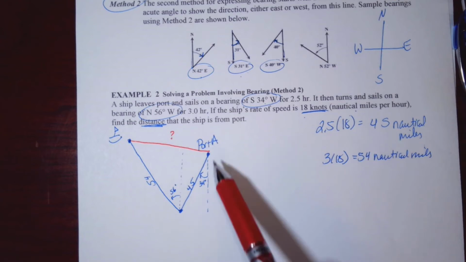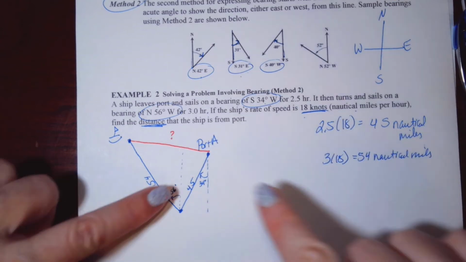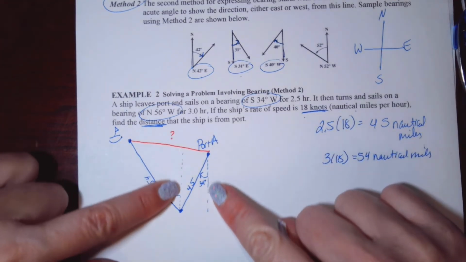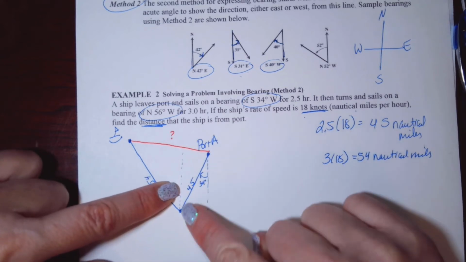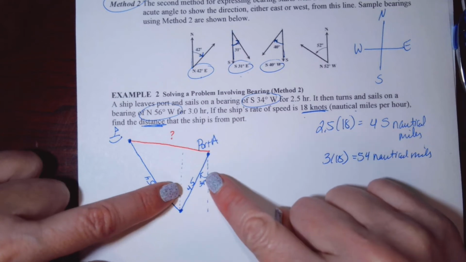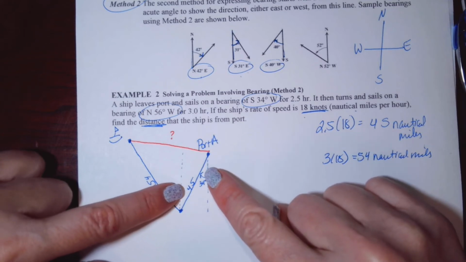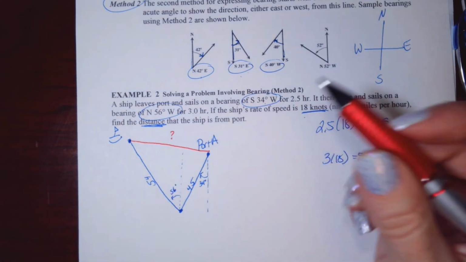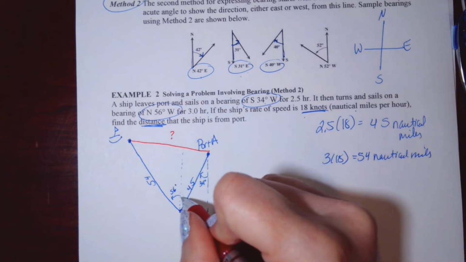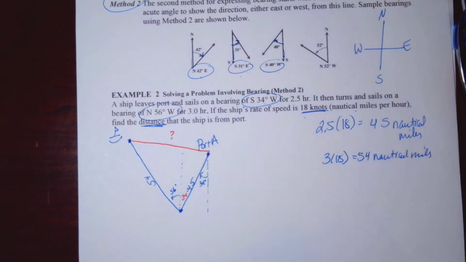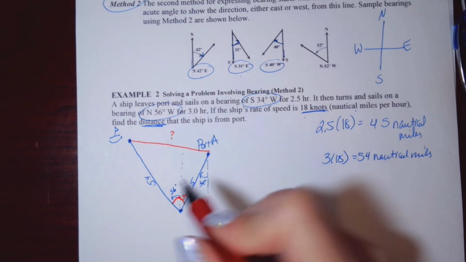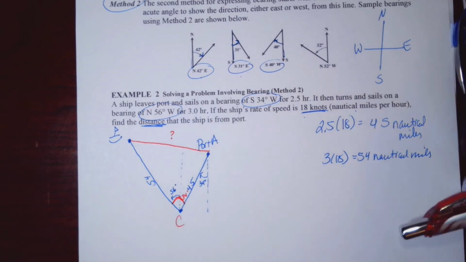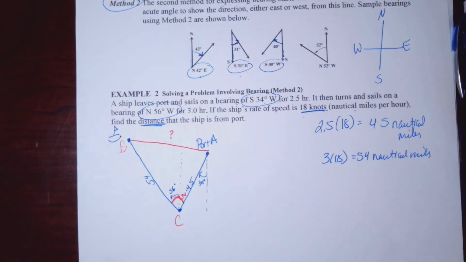So I'm going to start looking at my angles. Now, the first thing I notice is that I've got two north-south lines here. So these are parallel, which means that when they're cut by this transversal, I have a special angle pair. My alternate interior angles have the same measure. So if this angle is 34 degrees, this angle is 34 degrees. 34 and 56 is 90. That's my right angle right here. That's my right angle. So I'm going to go ahead and label that C, which makes this B.